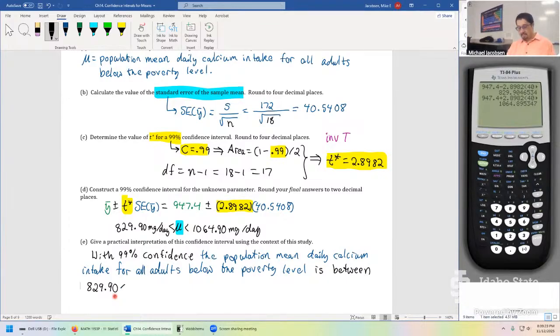So between that value and 1,064.90, I feel like this value is suspicious as well. Yeah, that rounded up with a carry, milligrams per day. So that's the conclusion of the confidence interval analysis. The whole purpose of part E is that now we have an estimate for this unknown parameter. Well, any last questions at all, folks? Finishing off this one.